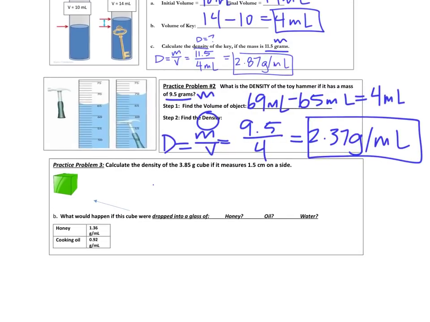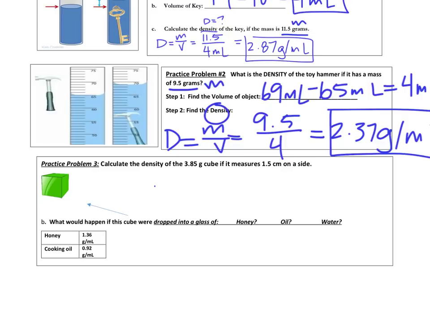Okay, and the last part on this practice problem number 3, I want to calculate the density of a 3.85 gram cube if it measures 1.5 centimeters on a side. Well, if it's a cube, then I know that all the sides are the same. They're all 1.5. So if I want to measure the volume of this cube, I can measure length times width times height. 1.5 times 1.5 times 1.5 gives me 3.375 cubic centimeters.